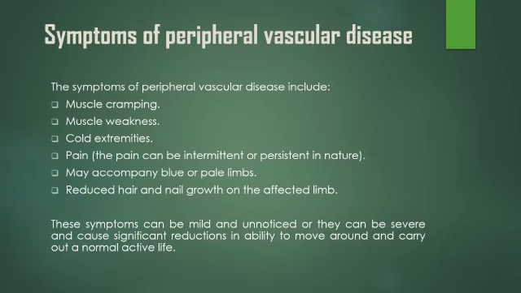Symptoms of peripheral vascular disease. The symptoms of peripheral vascular disease include muscle cramping, muscle weakness, cold extremities, and pain, and the pain can be intermittent or persistent in nature. It may accompany blue or pale limbs, reduced hair and nail growth on the affected limbs. These symptoms can be mild and unnoticed, or they can be severe and cause significant reductions in ability to move around and carry out a normal active life.